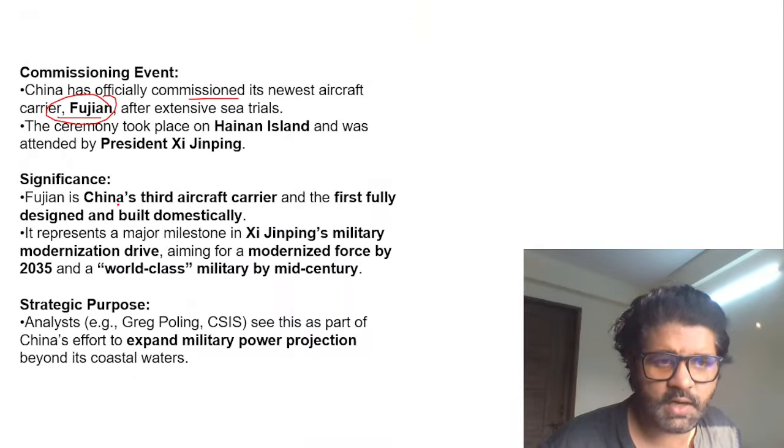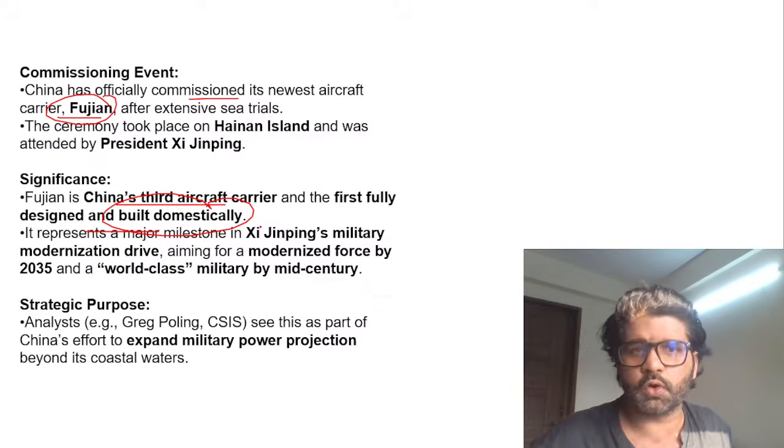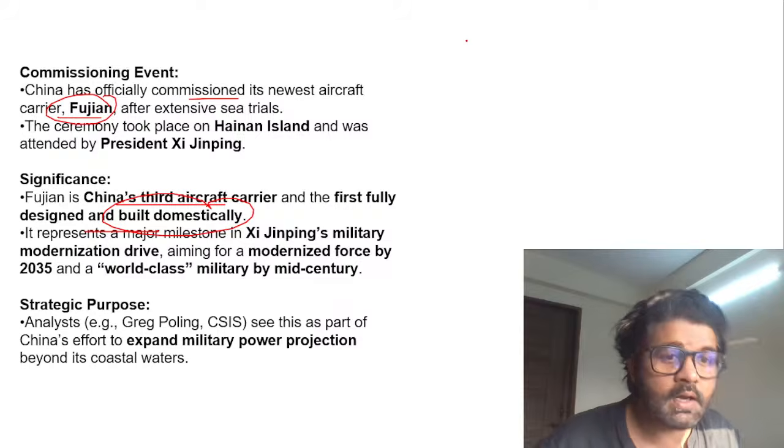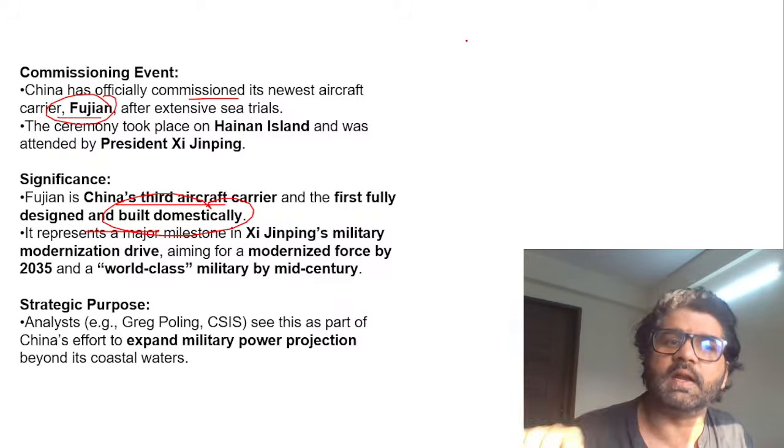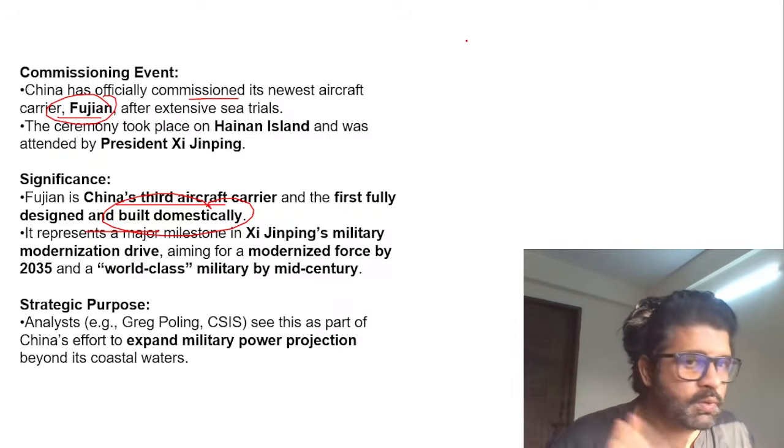So Fujian is China's third aircraft carrier, first fully designed and built domestically. And again, this is the homework of yours also. INS Vikrant, INS Vikramaditya. Find out which is totally built in India. Out of these 2 aircraft carriers, which one is totally built in India?